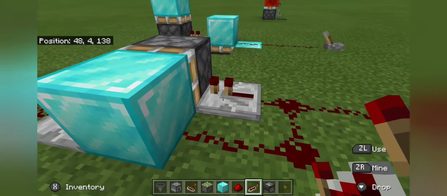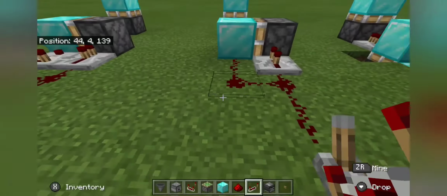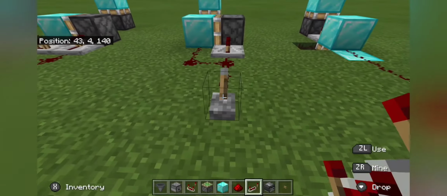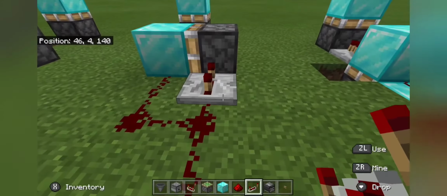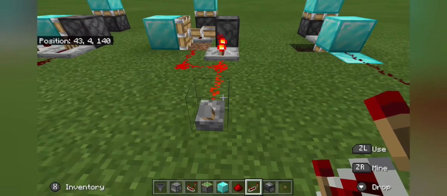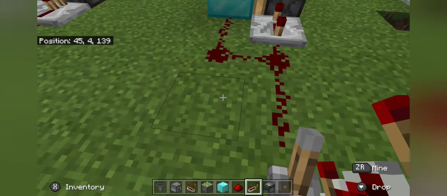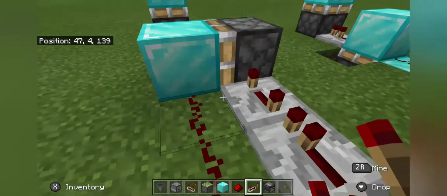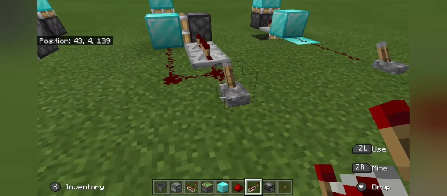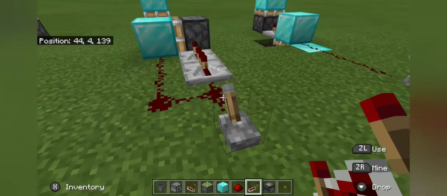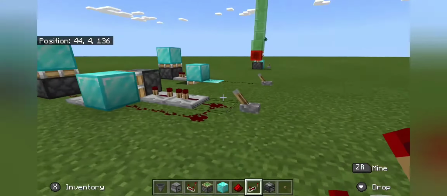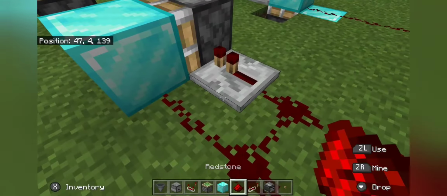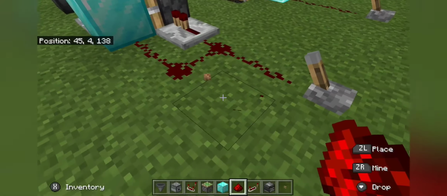If you want to make it a 2 tick pulse, you add another tick here, and then you have a slightly longer pulse. 3 ticks, 4 ticks. And if you want to make the pulse even longer than that, you just add another repeater. Just make sure the dust is still going directly in. Yes, you can make different lengths of pulses. Most commonly used to make a 1 tick pulse.